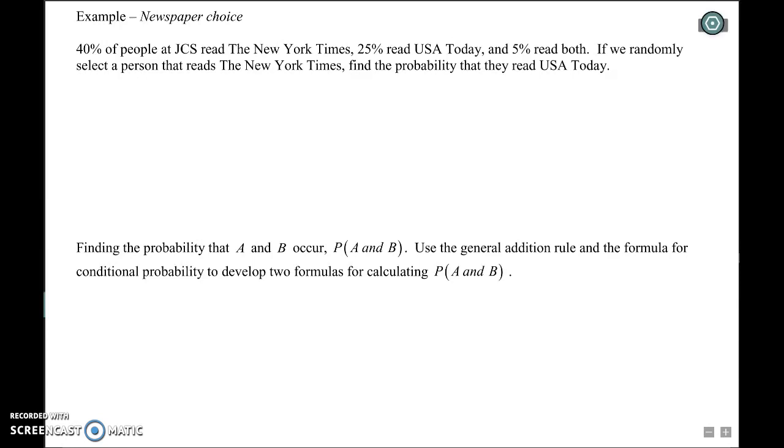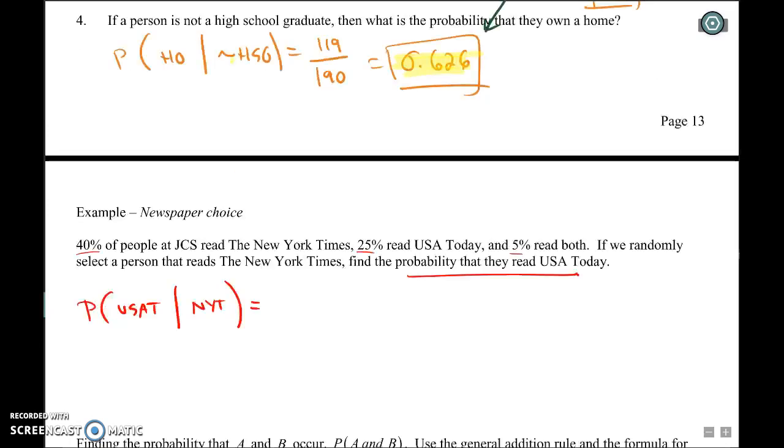Alright, so if we randomly select a person that reads the New York Times, so given we have a New York Times reader, find the probability they read USA Today. So I want the probability they read the USA Today, given they are a reader of the New York Times. Alright, so do we want to try to do this intuitively or use a formula? To be honest, I'm not real sure what to do with these numbers intuitively. Maybe some of you guys can figure it out. More power to you. So I'm going to go to the formula.